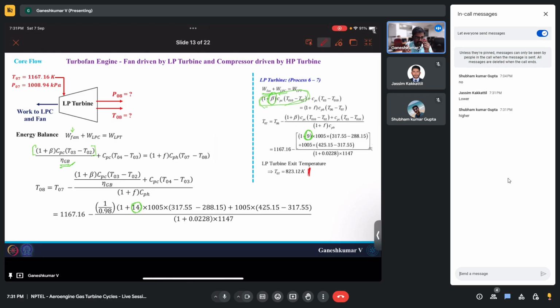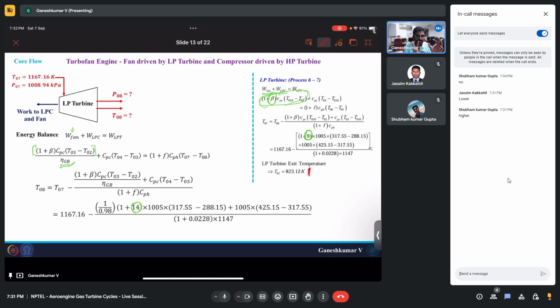The reason is, think about it like this: the work that has to be extracted from the turbine. How does the turbine generate work? Because of the expansion of air. The air or gases which enter the turbine, the flow work is getting converted into mechanical work in the turbine, right? When you have high pressure and temperature, it goes to a lower pressure and temperature, and the difference between these two is what drives the turbine.